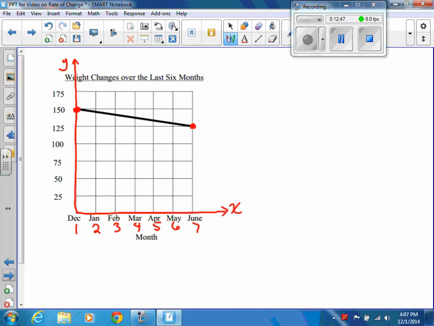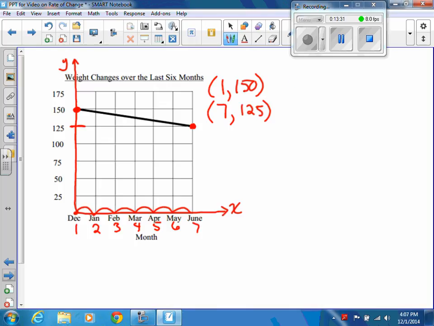All right, my first ordered pair is this one right here. So X is going to be 1, and my Y is going to be 150. I'm not starting at 0 on this point down here. I'm starting at 1, which was December. Now my second point right here is going to be 7 for my X, because we numbered this 7 since we didn't have a 0. And then we're going up to this line right here, which is 125. So there are my 2 points that I needed.